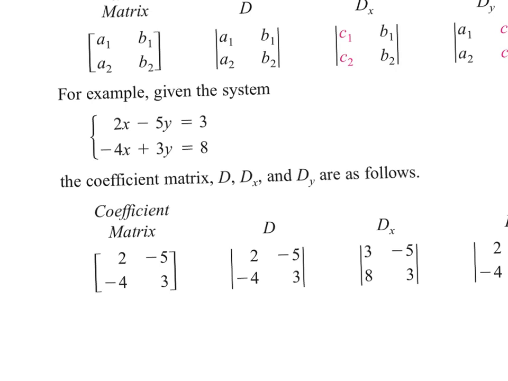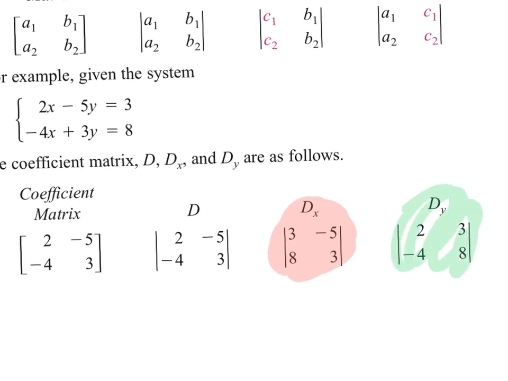So look at this D sub x. Everybody see this D sub x right here? I have 3, 8, and then negative 5 and 3. Where did I get those numbers from? 3 and 8 are the what? The answers. Negative 5 and 3 are what? The y coefficients. In the D sub y, what did I plug in for the y column? The answers.